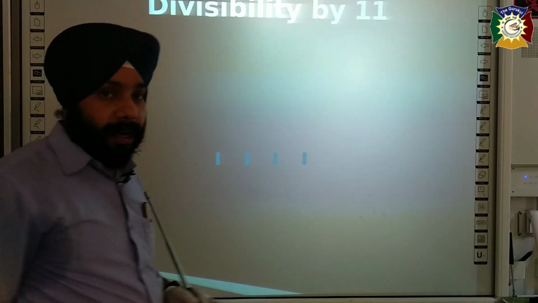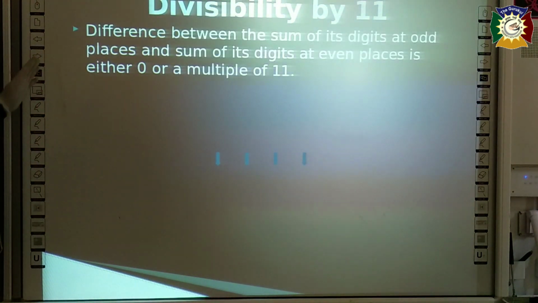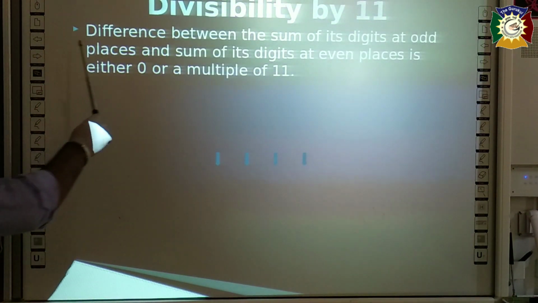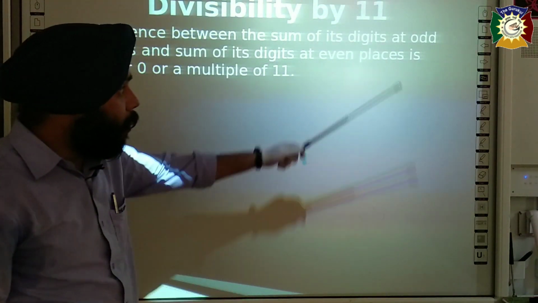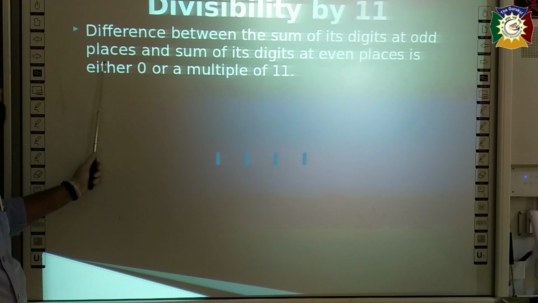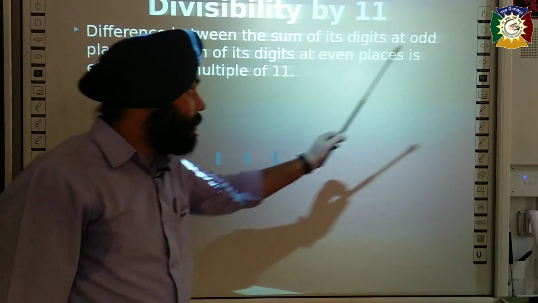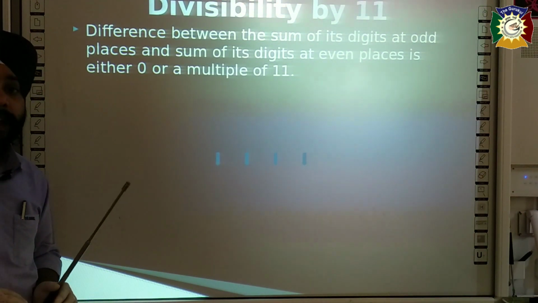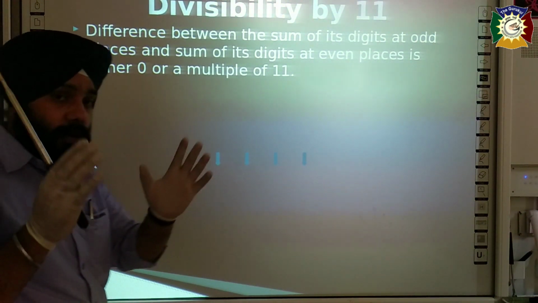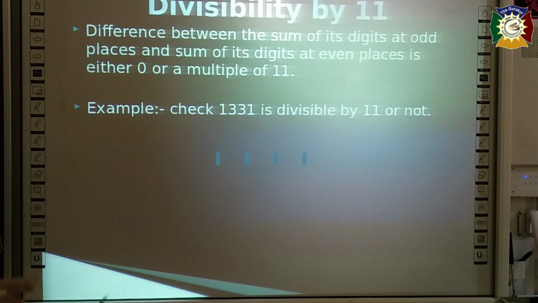It's a very important rule, so listen very carefully. We can say a number is divisible by 11 if the difference between the sum of the digits at odd places and the sum of the digits at even places is either 0 or a multiple of 11. Difference of what? Suppose a number is given. Let's understand with the help of one example.